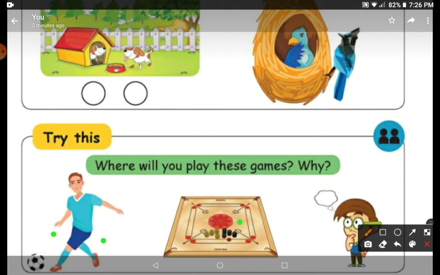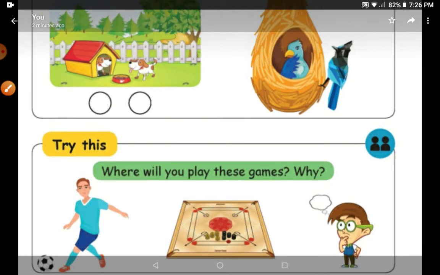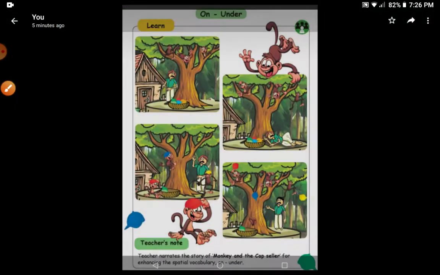See, what is this? It is a carom board, right? Where can you play carom? It is an indoor game. Inside your home or inside the school, inside a room, you can play carom. So carom is an indoor game, football is an outdoor game. Okay, so now let's move on to the next one.